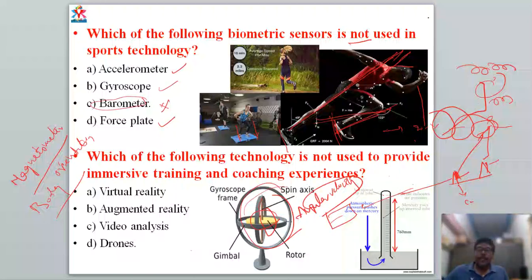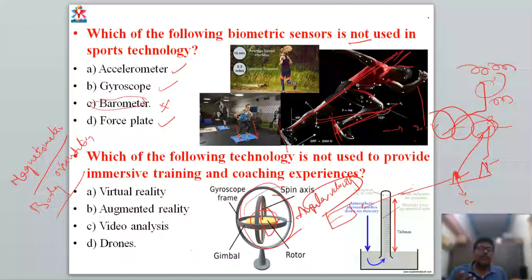And next question: which of the following technologies is not used to provide immersive training and coaching experiences? Immersive means impactful training, right? So virtual reality, augmented reality, video analysis and drones.